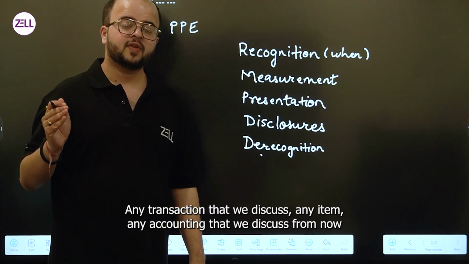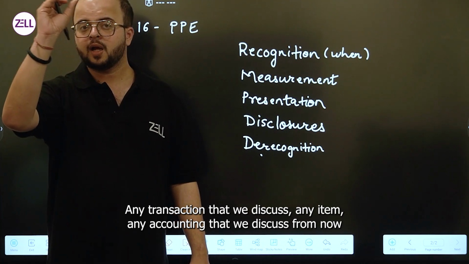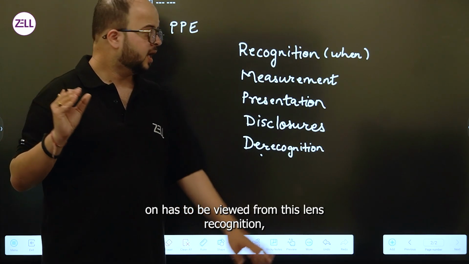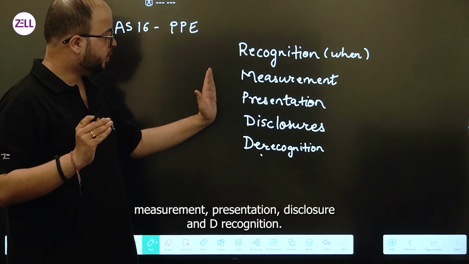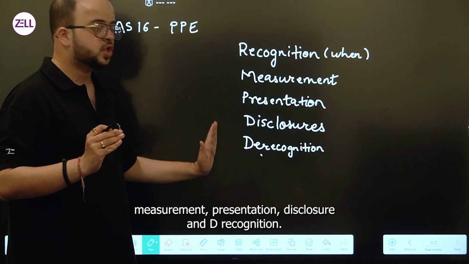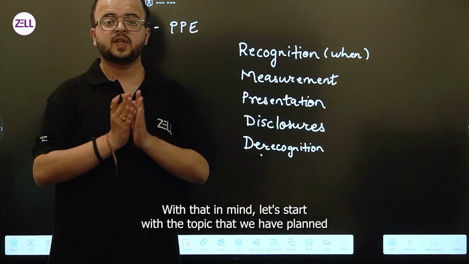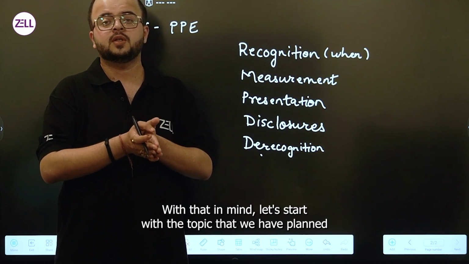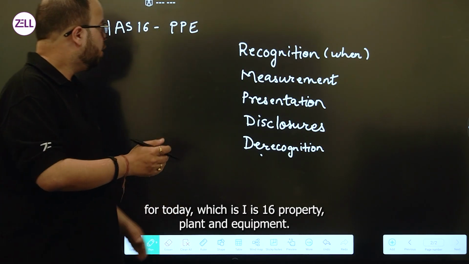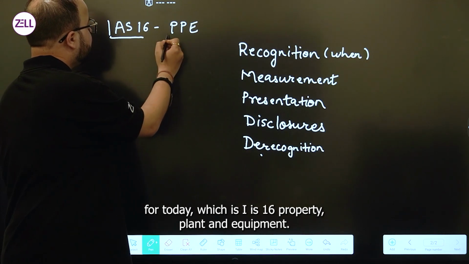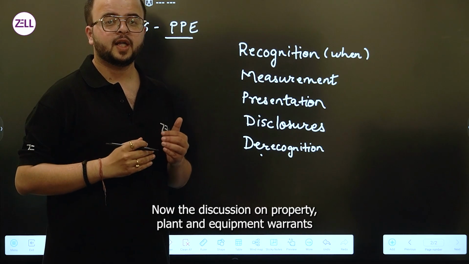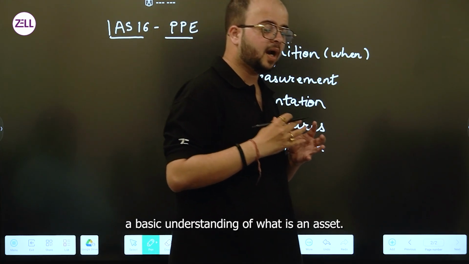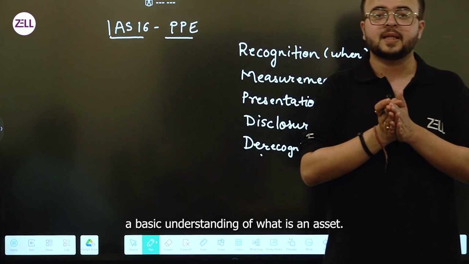Any transaction that we discuss, any item, any account head that we discuss from now on has to be viewed from this lens: recognition, measurement, presentation, disclosure and derecognition. With that in mind, let's start with the topic that we have planned for today, which is IAS 16, property, plant and equipment. Now, the discussion on property, plant and equipment warrants a basic understanding of what is an asset.